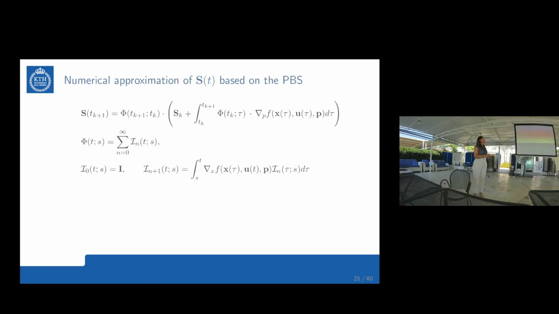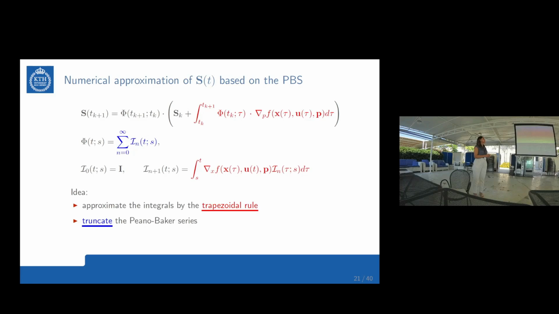But of course, we need to consider it more generally. So we need to use this formula for S, for the solution of the sensitivity matrix, and this Peano-Baker series with all these integrals for the summands. And the idea is to approximate the integrals using the trapezoidal rule and truncate the Peano-Baker series.